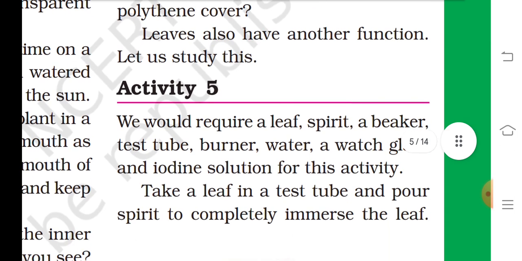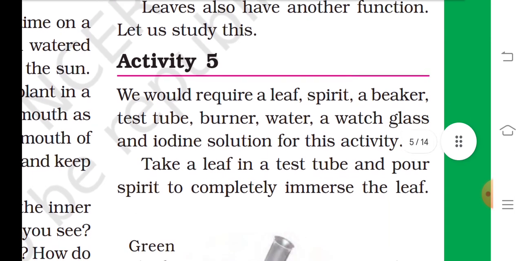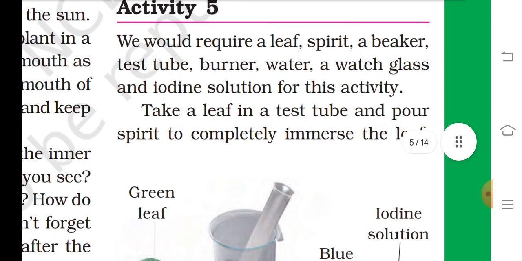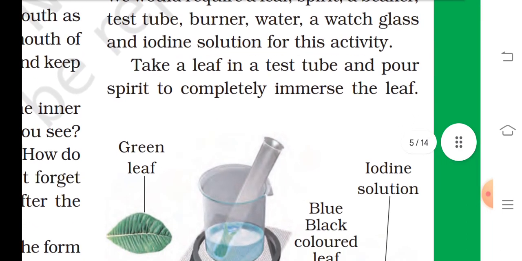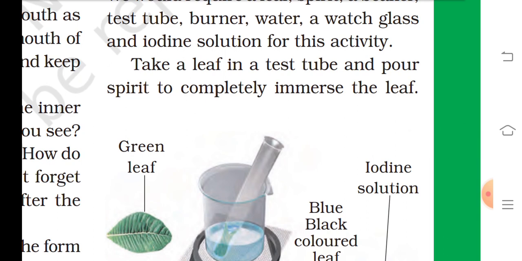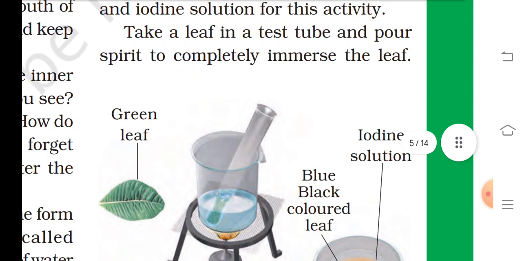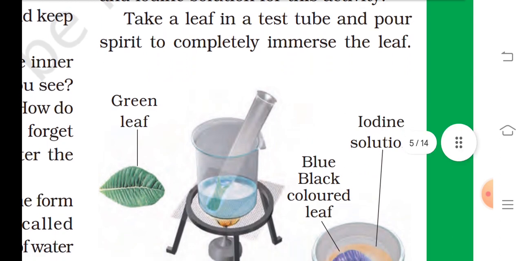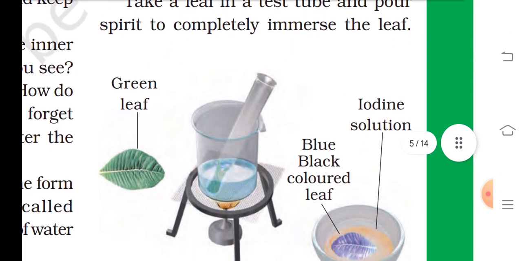Leaves also have another function. Let us study this. Activity 5. We would require a leaf, spirit, a beaker, test tube, burner, water, watch glasses and iodine solution for this activity. Take a leaf in a test tube and pour spirit to completely immerse the leaf.